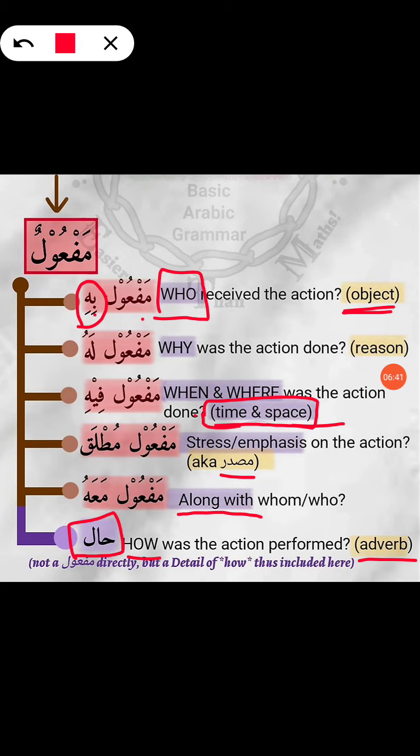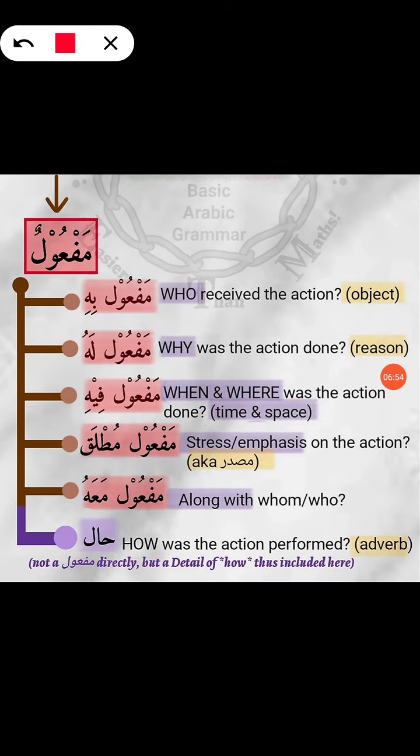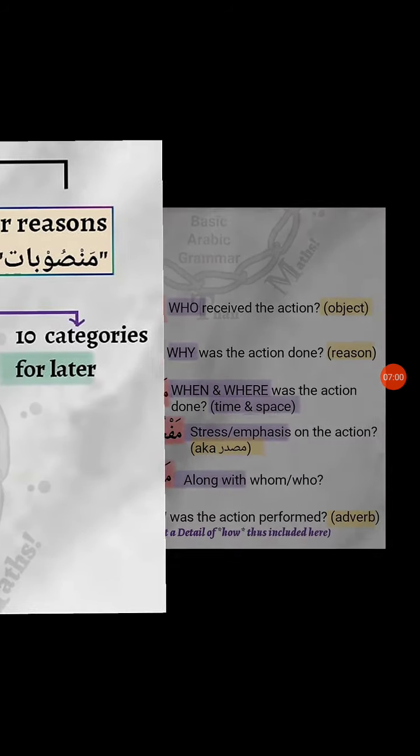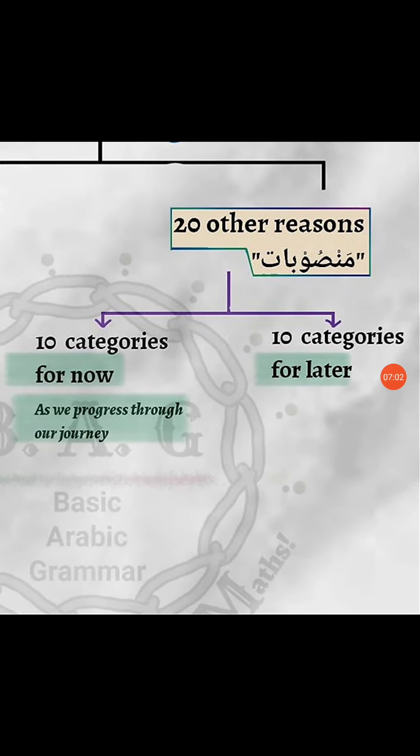So what is hal? It tells us how an action was performed or is going to be performed. And as I mentioned, it is not a maf'ul directly, but a detail of how, therefore included here. So we're done with maf'ul and its 5 categories, along with a separate category that I like to include in it. I hope the concept was inshallah clear.